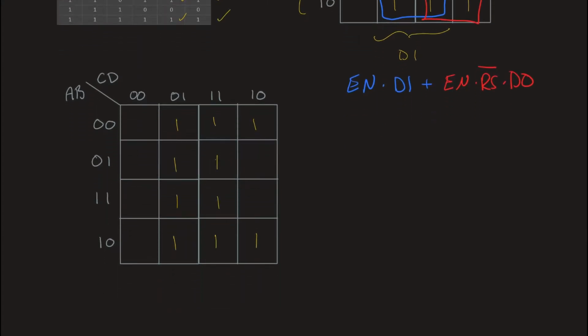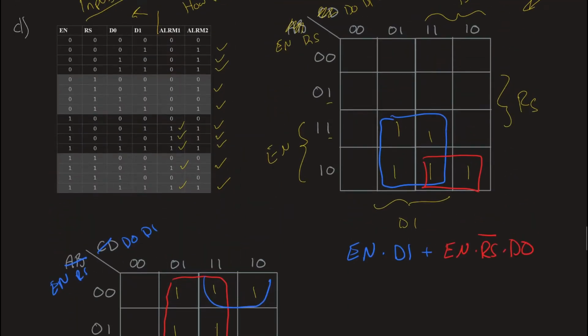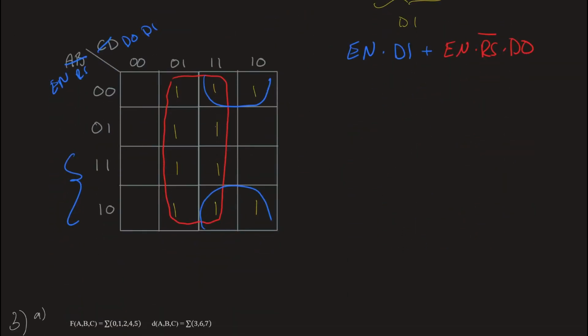Alright, so for this one, we've got a group here. And we've got a group of 4 here. That looks like everything. So not A, not A. This is EN, RS, D0, and D1. It's got to be in the same order too. Alright, so this is EN. This here is RS. This is D0. And this is D1. So we'll do the blue group first.